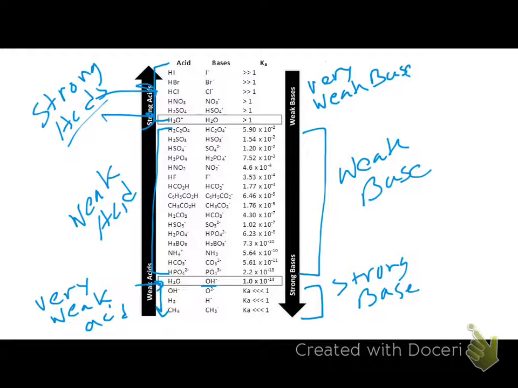Just remember that acids above the hydronium ion in the table are always going to be considered very strong acids, and anything below water is going to be a very weak acid. If you keep that in mind, you should be able to get this down. The other thing I wanted to notice is that we have Ka values here.